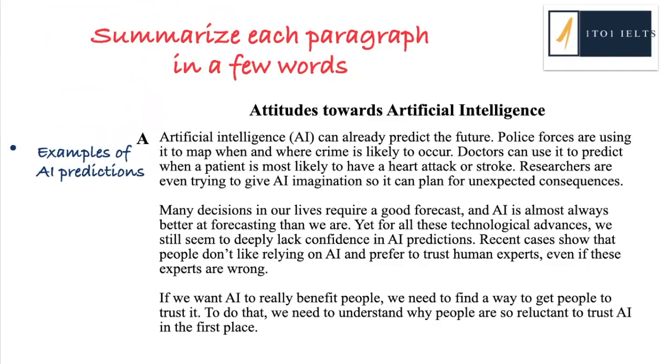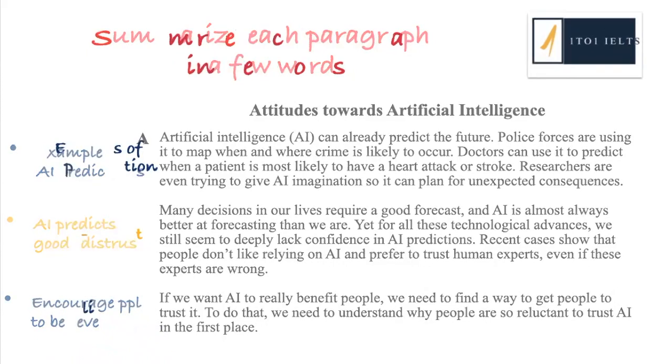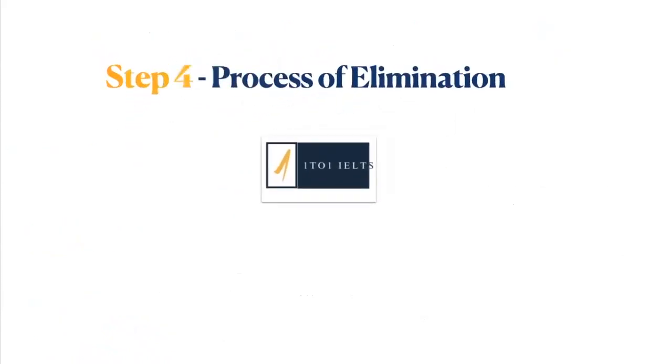I thought this very first paragraph is basically giving examples of AI predictions. When I looked at the next paragraph, it seems to be saying that AI predicts well, but people don't trust AI. And the very final paragraph is that we should encourage people to believe. As you see, the notes are not extensive, but just a few words to give me a vague idea. Now what we're going to do is move on to step 4, and this is basically a process of elimination.